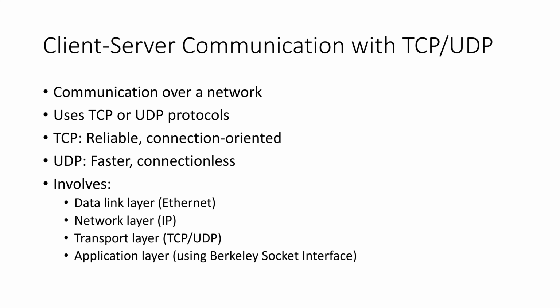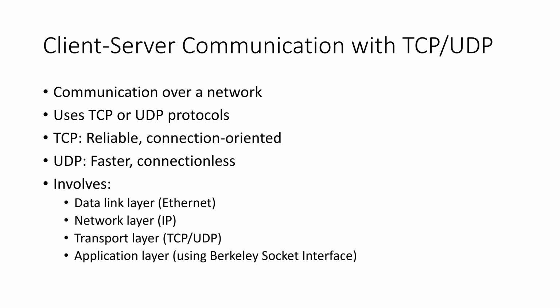When a client and server communicate, it happens over a network stack. At the transport layer, applications use either TCP or UDP. TCP is reliable and connection oriented, great for applications where data order and integrity matter, like web browsing or file transfers. UDP is faster but connectionless, used for things like streaming or gaming.